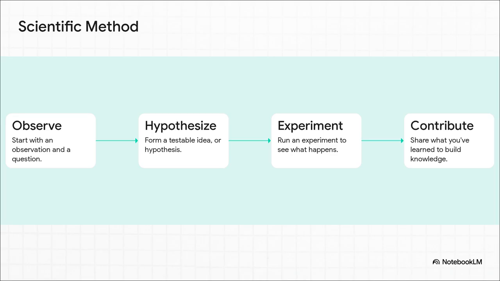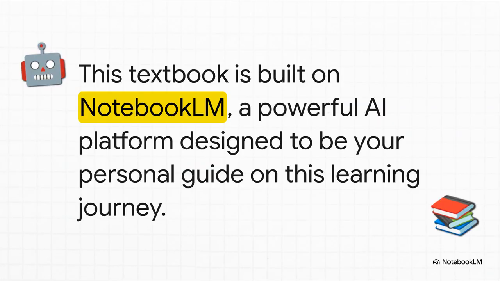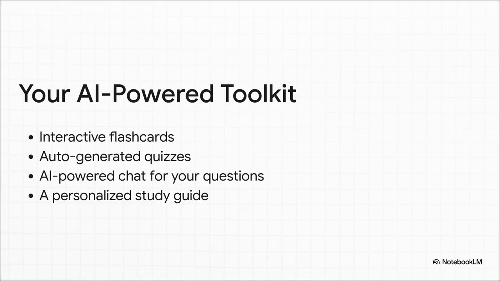It's really just a way to be curious in an organized way. You see something interesting, you come up with an idea, a hypothesis about why it's happening, you test it with an experiment, and then you share what you found. It's the process that turns I wonder into I know. Now, to help you build that toolkit, this isn't just a regular old textbook. It's actually built on a really cool AI platform called Notebook LM, which is designed to be like your personal guide through all this.